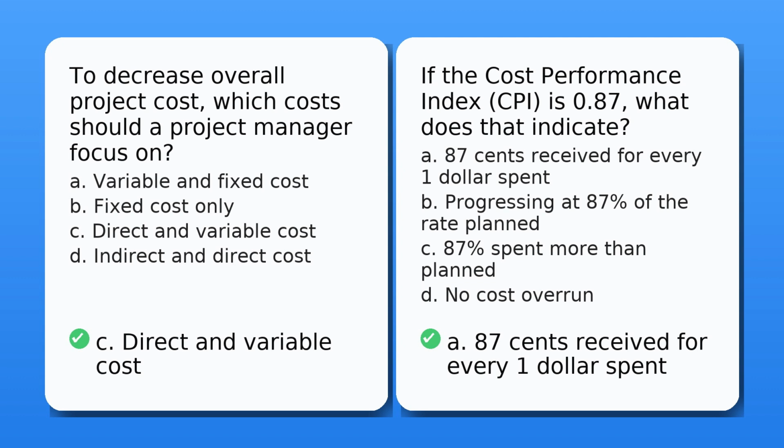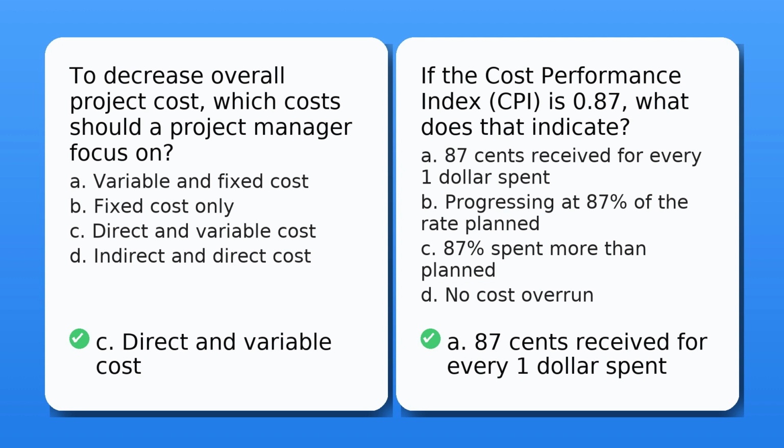To decrease overall project cost, which cost should a project manager focus on? The answer is direct and variable cost. Let's break this down. As a project manager, if you want to reduce cost, you have to target the areas that actually move, costs that fluctuate with your project's activity level. That is where direct and variable costs come in.